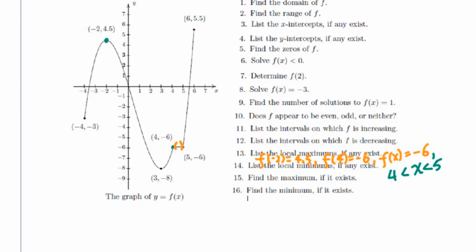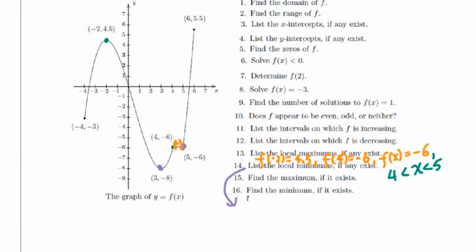For number 14, list the local minimum. For the local minimum, we know this is a local minimum. This point is a local minimum. And also for the open interval, the horizontal line also counts as a local minimum.